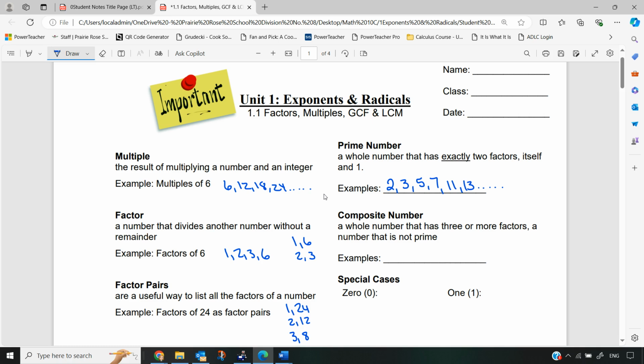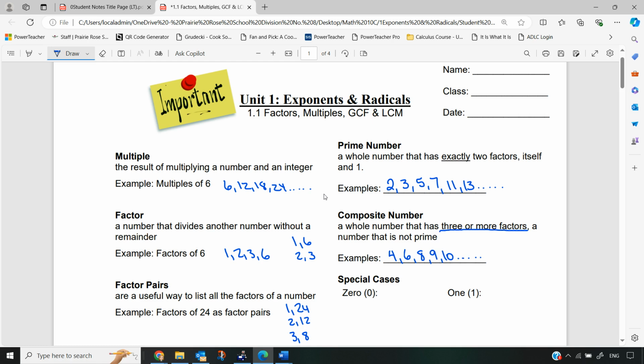All right, so if a number is not prime, it's composite. So a whole number that has 3 or more factors, and a composite number cannot be prime. So some examples here would be 4, 6, 8, 9, 10, and so on. So any number that has 3 or more factors would be a composite number.